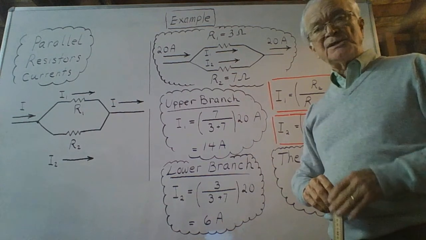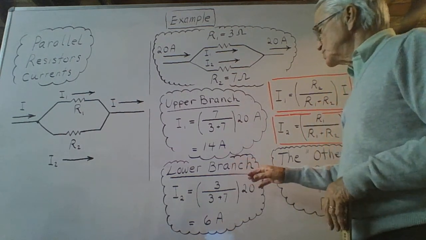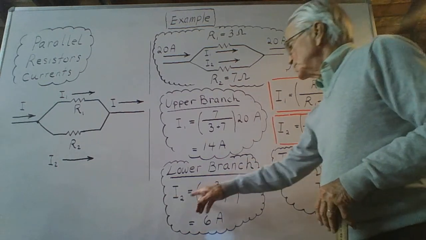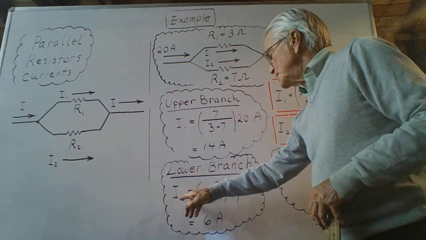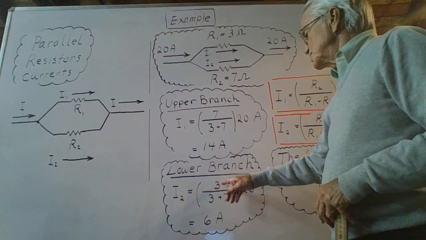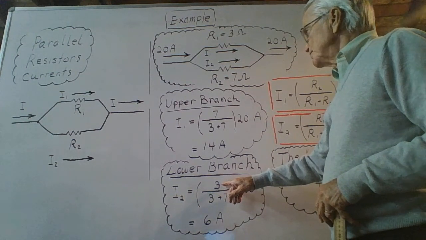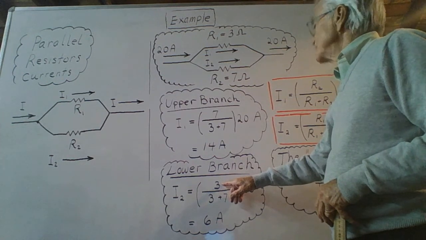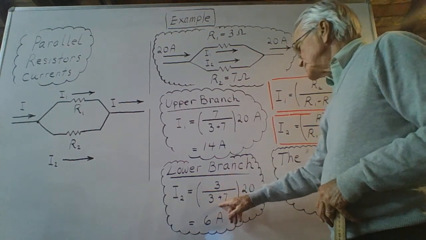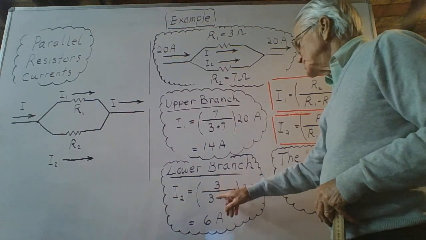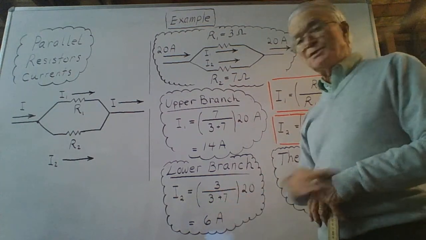Now we'll calculate the current in the second branch. The current through the lower branch is the other resistance, the upper branch resistance, 3 ohms, divided again by the sum. That's 3/10 of 20, which gives you 6 amperes.